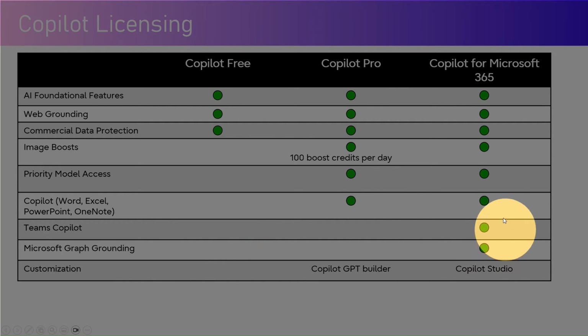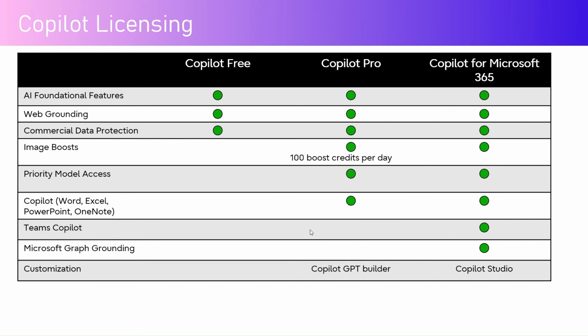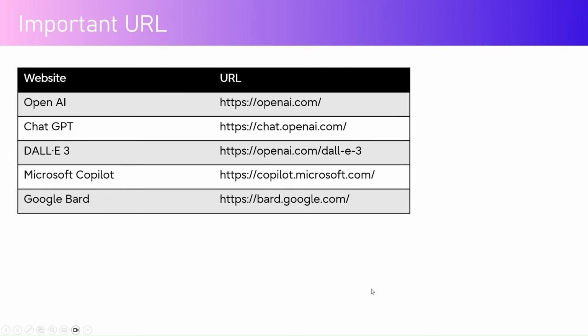Microsoft Graph Grounding, again, is present in Copilot for Microsoft 365. From a customization perspective, you can use Copilot Studio for Copilot for Microsoft 365. It was earlier called Power Virtual Agent. Copilot GPT Builder again is a platform to customize your Copilot for, say, personal use. That's still under development, and it will be coming soon.